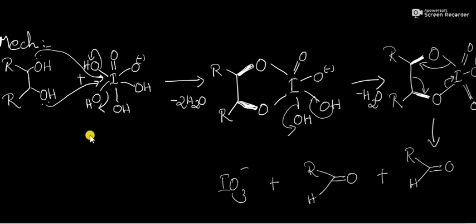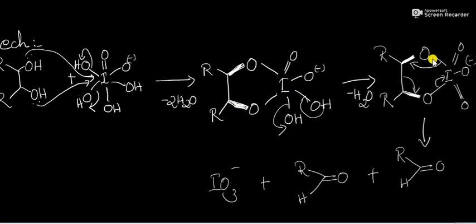Then what is the mechanism of cleavage of 1,2-diols using HIO4? Here in the first step it eliminates 2 moles of water and converts into this structure. Again 1 mole of water molecule gets eliminated and it converts into a double bond O. Then it undergoes C-C bond cleavage and converts into RCHO plus RCHO plus IO3 minus.